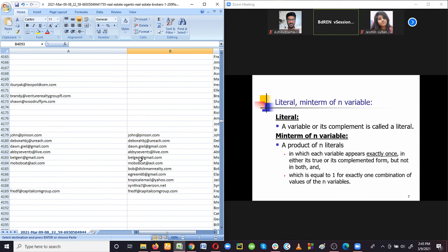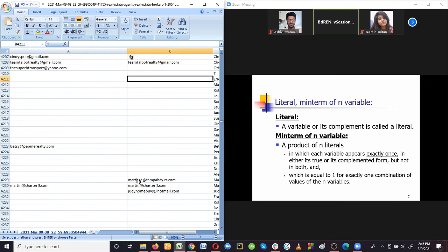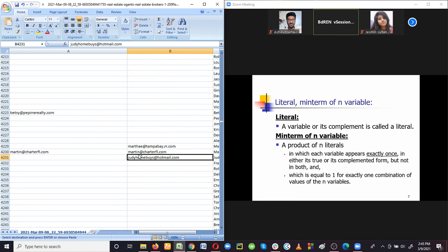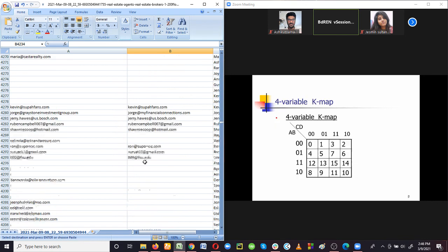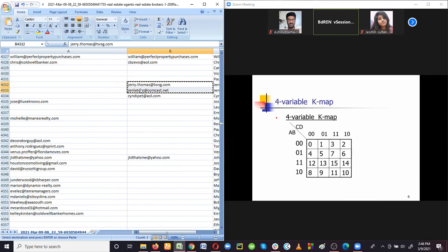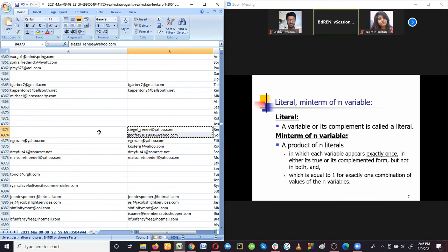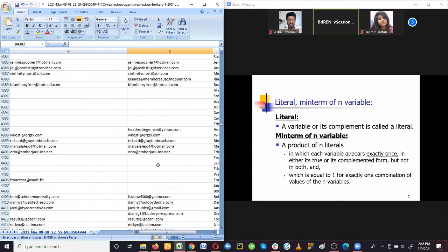Now we will learn the literal, min term and max term of n variables. We will learn another 2 topics, min term and max term, and literal. What is a literal? The definition is written here. A variable or its complement is called a literal. So we can say this is a 4 variable K-map, or a 4 literal K-map. So K-map variable means literal. The literal is the variable or its complement.